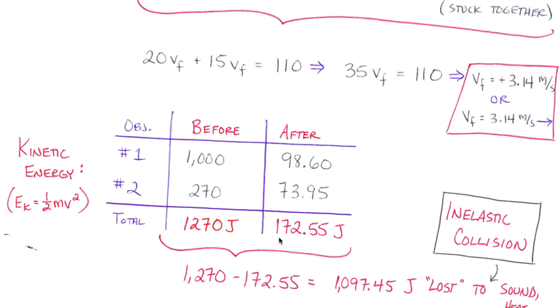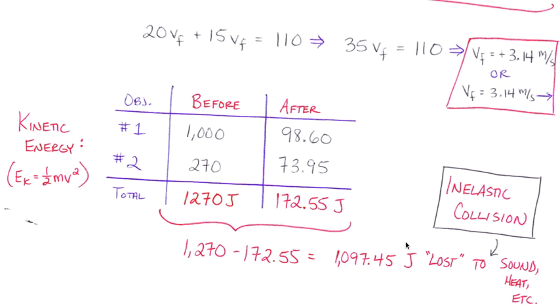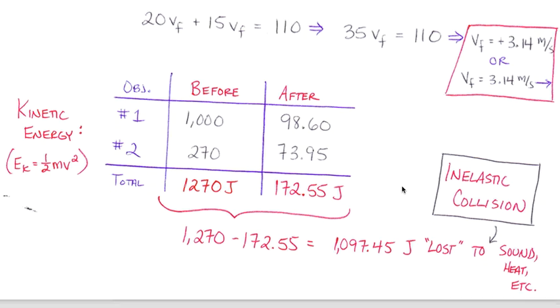I'm not going to go through the whole process. I used 1/2 mv squared for each object, using their initial velocities here and their final velocities. And when I totaled up my kinetic energy before and after, I found there was quite a large discrepancy. And by subtracting these two, I could actually find the actual amount of kinetic energy that was converted to sound, heat, etc. And that was because this was an inelastic collision, produced sound, heat, things along those lines.